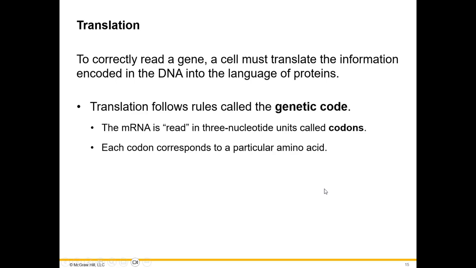To correctly read a gene, a cell first has to translate the information encoded in the DNA into the language of proteins. And all of that translation is following the rules called the genetic code. So the messenger RNA is read in 3 nucleotide units at a time. You could almost think of them as the words, but they're 3 nucleotides and they're called codons. Each codon is going to correspond to a particular amino acid.